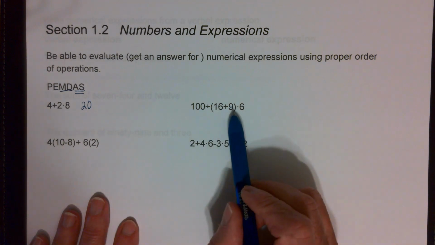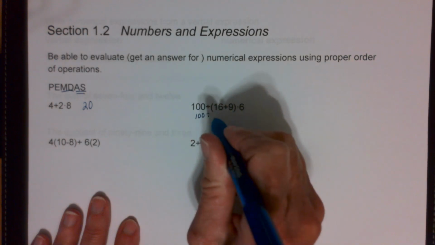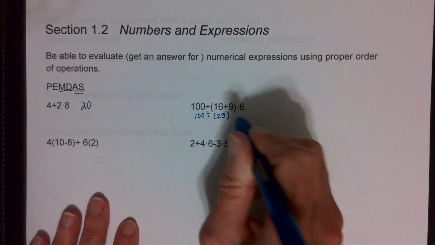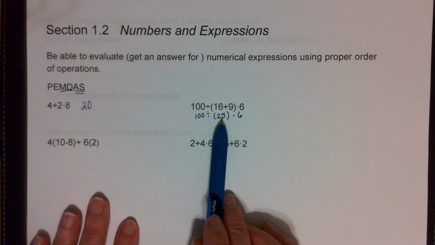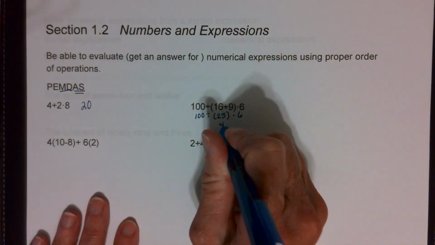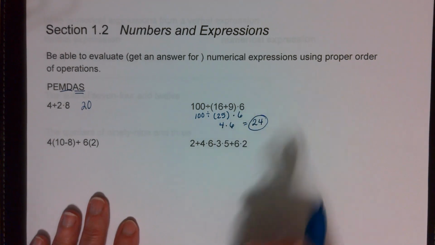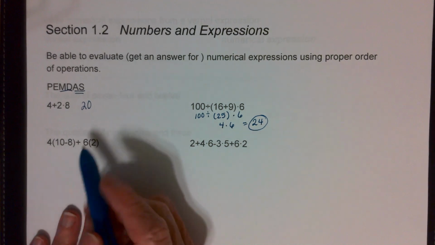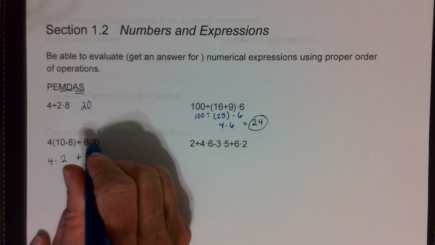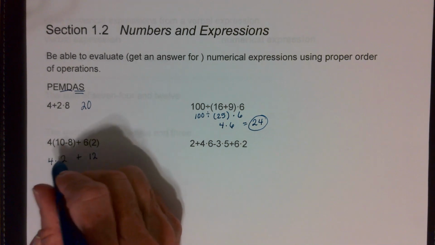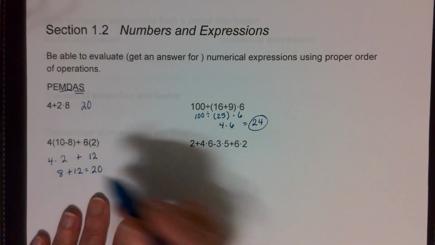Over here, I've got to do the parentheses first. So I have 100 divided by, when I do the parentheses, I have 25 times 6. So now I go from left to right. I have 100 divided by 25, which is 4, and 4 times 6 is going to give me an answer of 24. On this one, I got to do the parentheses, so I have 4 times 2 plus 6 times 2, which I'll go ahead and do that as 12, but I got to multiply those 2 together first, so I have 8 plus 12, which is going to give me 20.